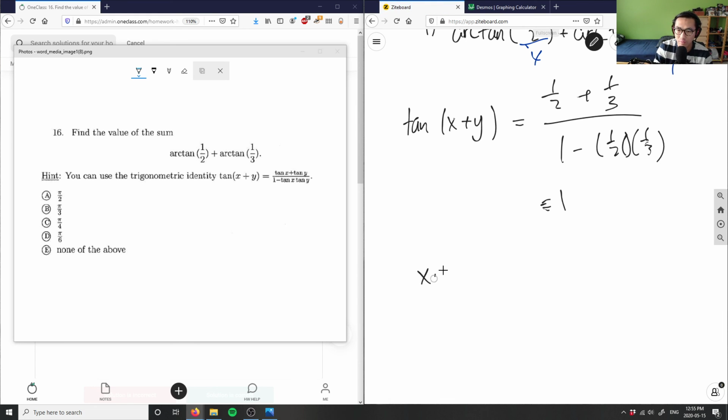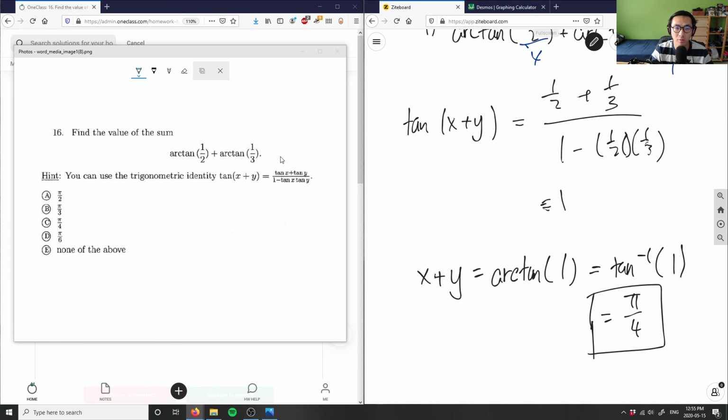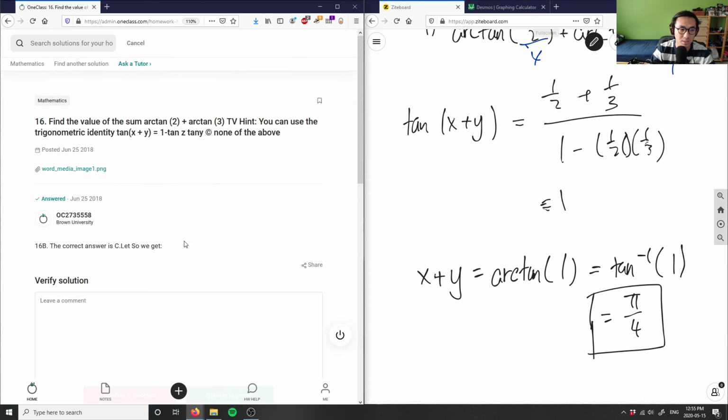I can say that x plus y is going to equal the arctan of 1, right? Because that's what we solve for. This is arctan of 1, so this is going to equal whatever tangent minus 1 here. So this is simply the inverse tan of 1, which will give us pi over 4. So this solution here is our answer, C. The solution is correct, but they didn't give us an analysis.